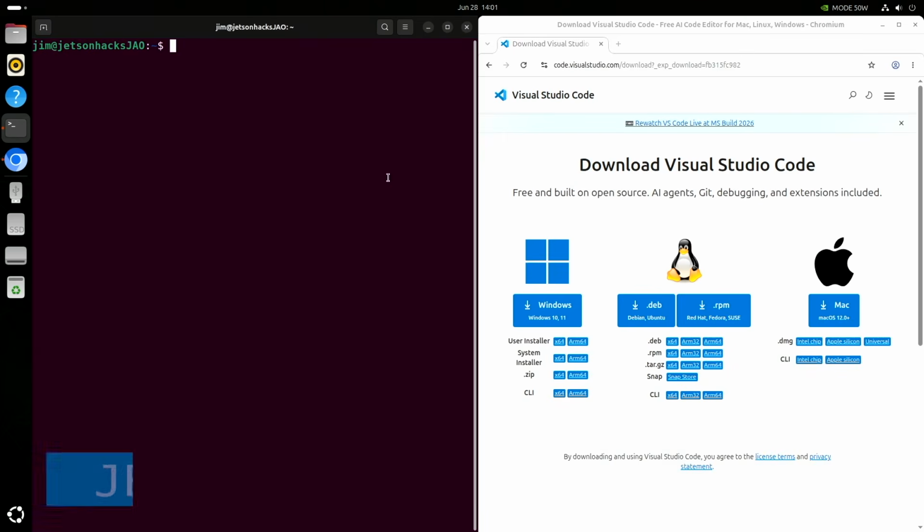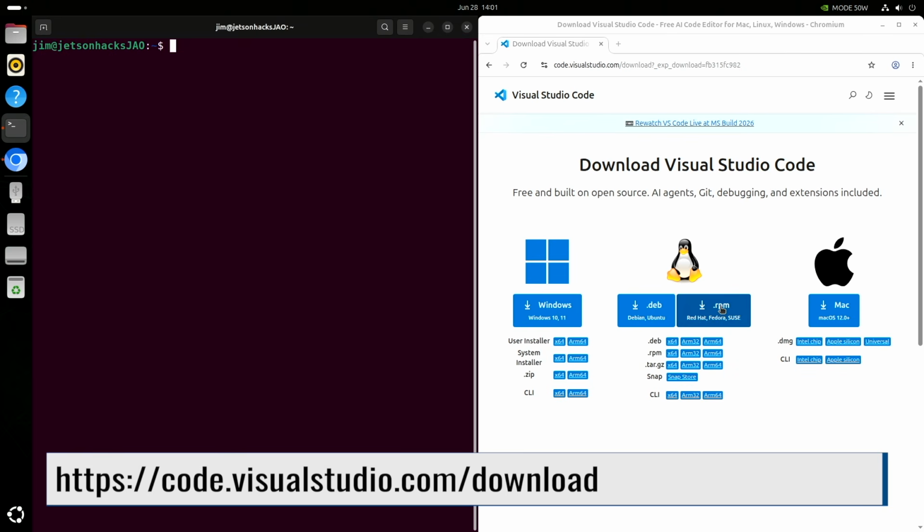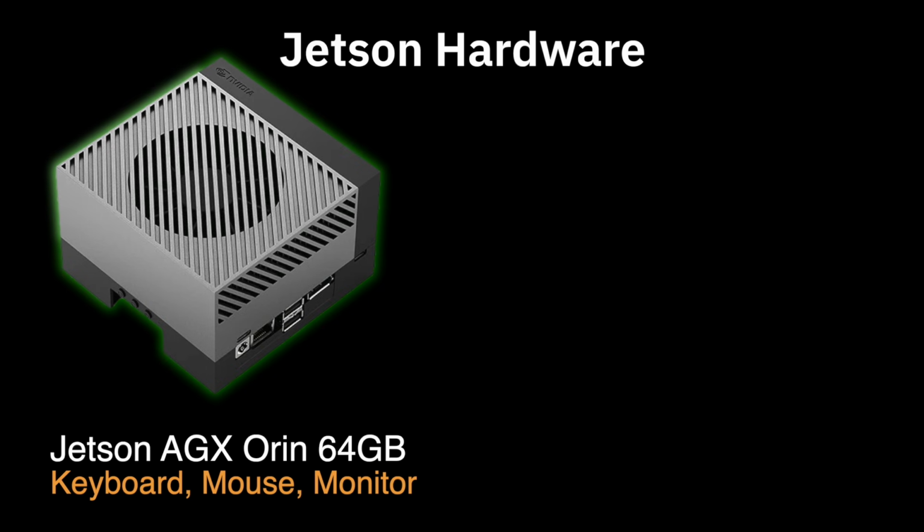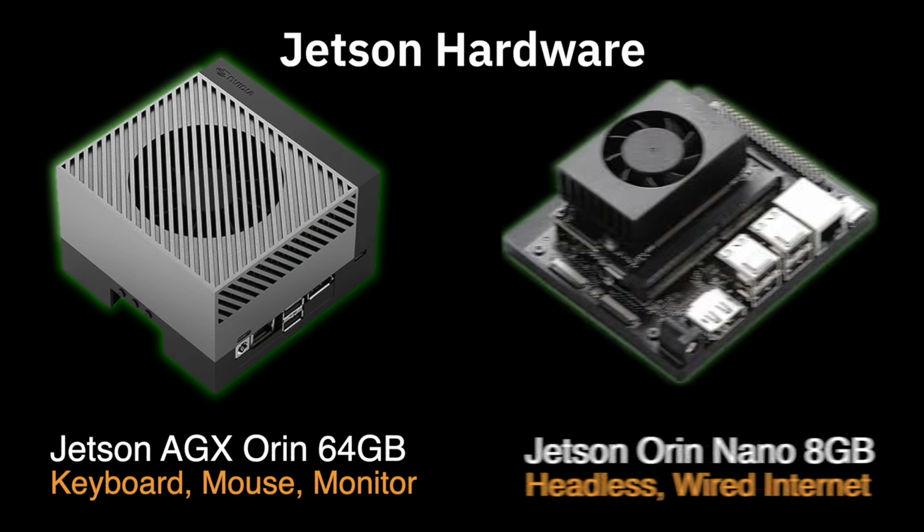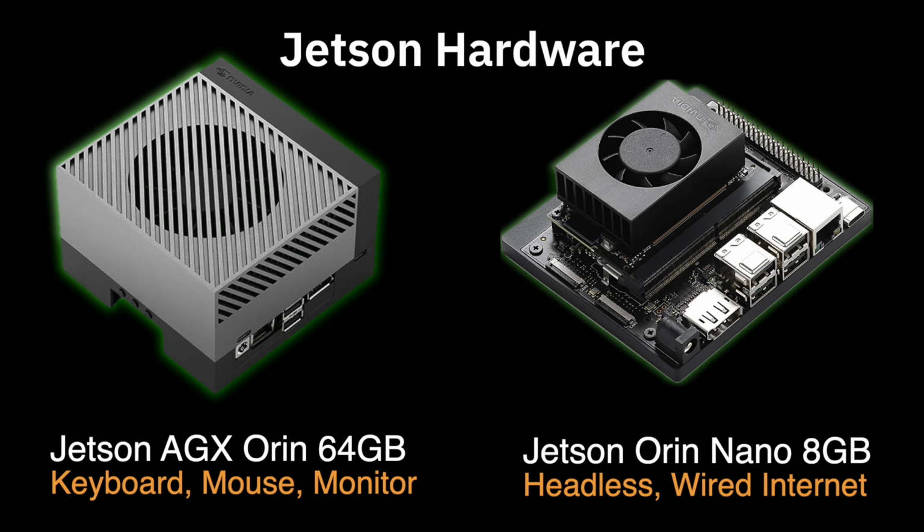First up, let's install Microsoft Visual Studio Code. This is the most popular coding integrated development environment for Jetson. Today we're setting up a Jetson AGX Orin 64GB with a keyboard, mouse, and monitor. It is connected to a local area network with internet access. Later, we will be connecting with an Orin Nano in a headless configuration connected to the same LAN.